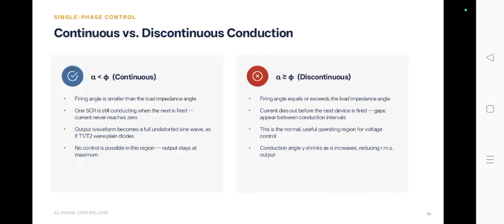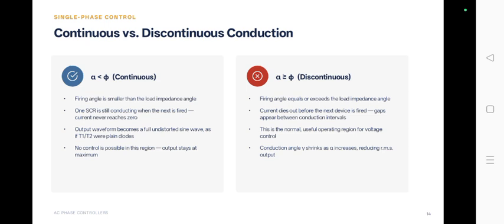Next, continuous and discontinuous conduction. First, alpha less than phi means continuous conduction. Here the firing angle is smaller than the load impedance angle. One SCR is still conducting when the next is fired, so the output current never reaches 0. The output waveform becomes a full undistorted sine wave, as if T1 and T2 were plain diodes. No control is possible in this region.